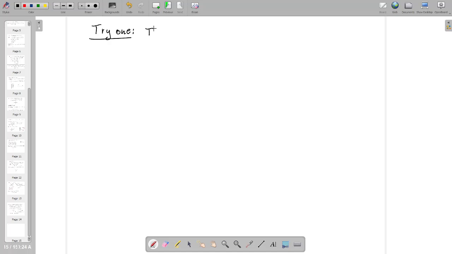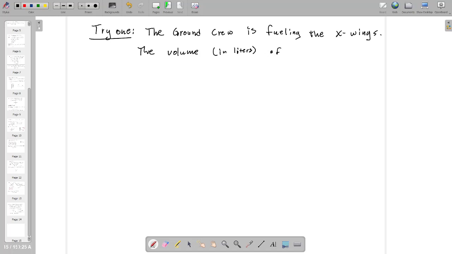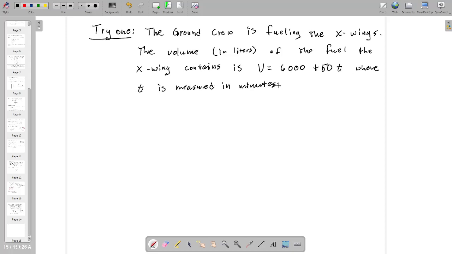Try one. The ground crew is fueling the X-Wings. The volume in liters of the fuel the X-Wing contains is V equals 6,000 plus 50t, where t is measured in minutes. What does the slope represent? Try to figure this one out. Use the same process, sort of, as what I did in the previous example, and you should get a basic idea of what this represents.